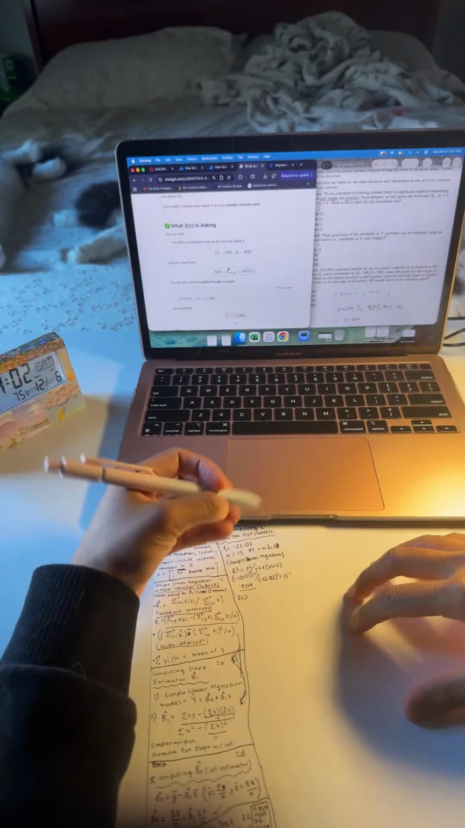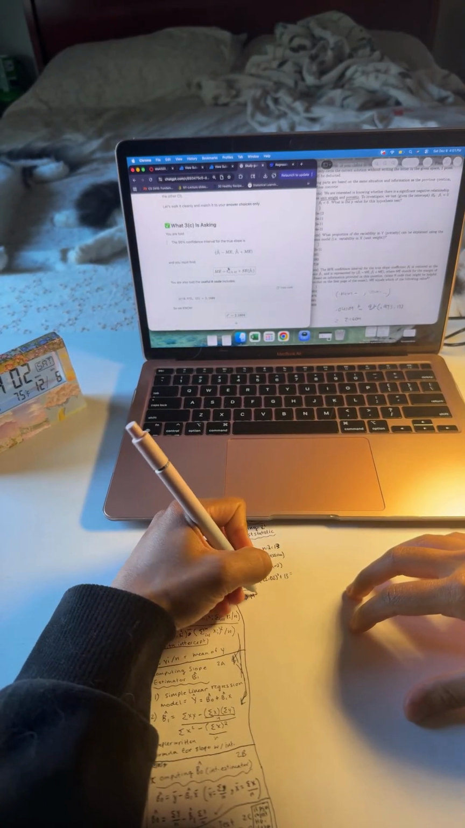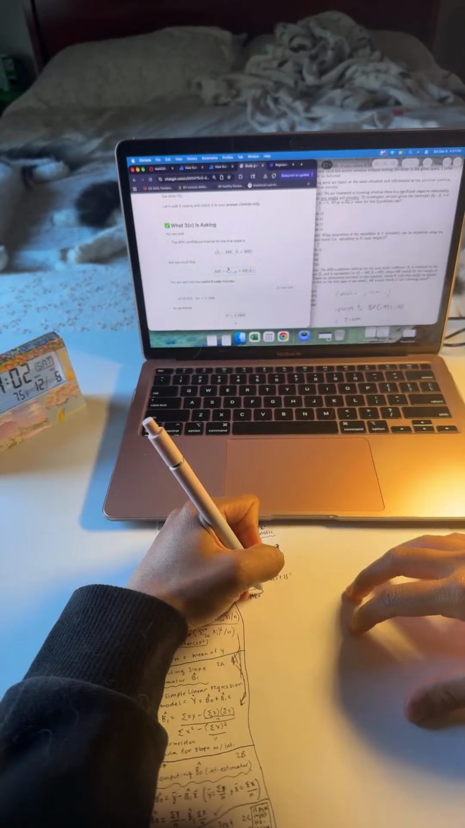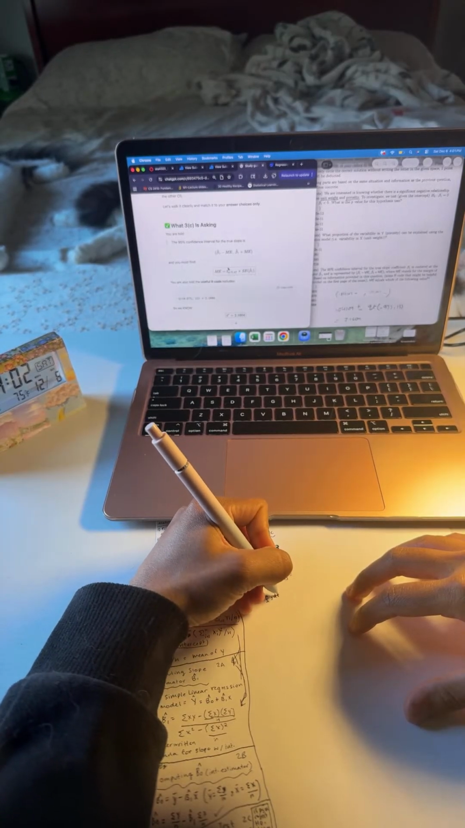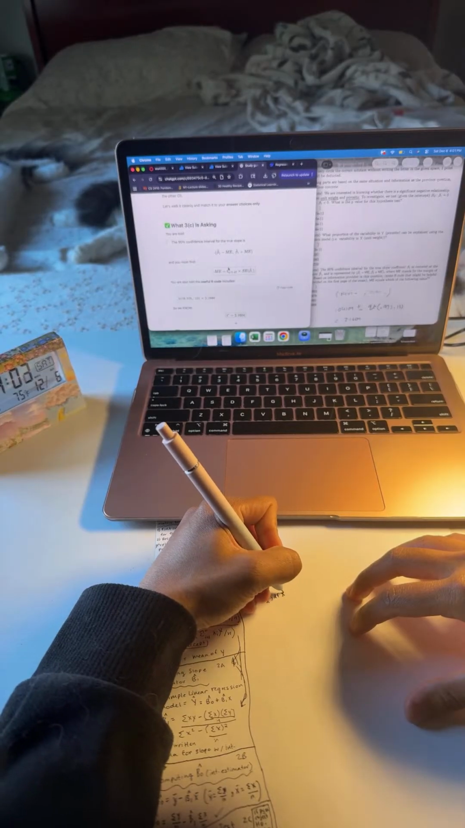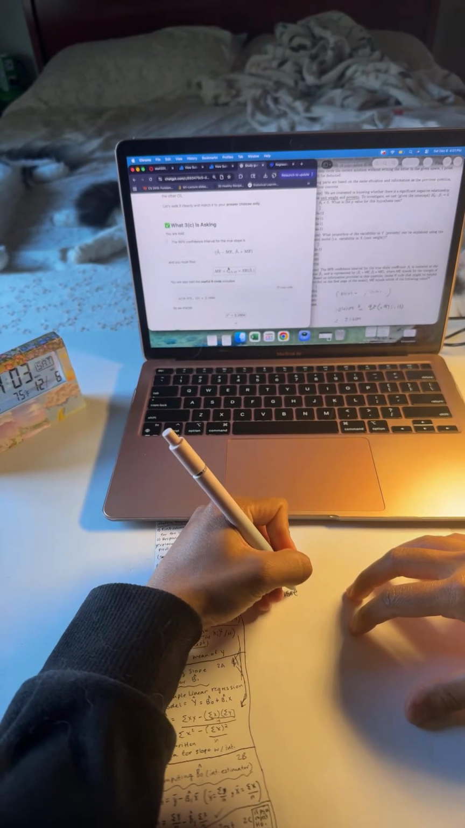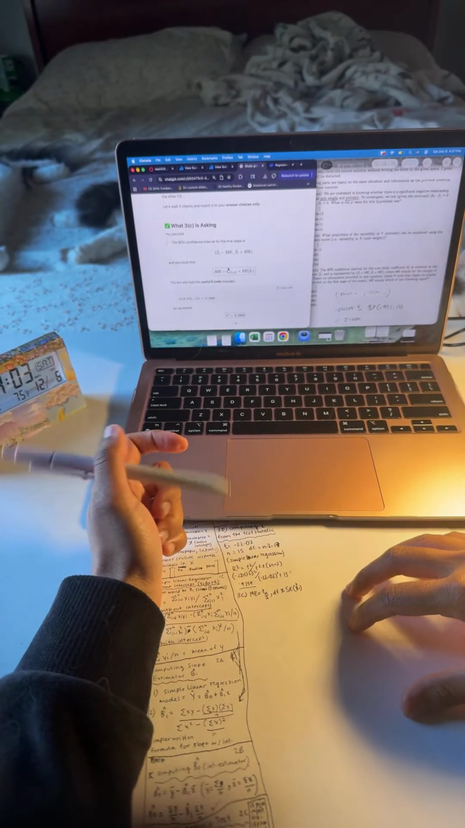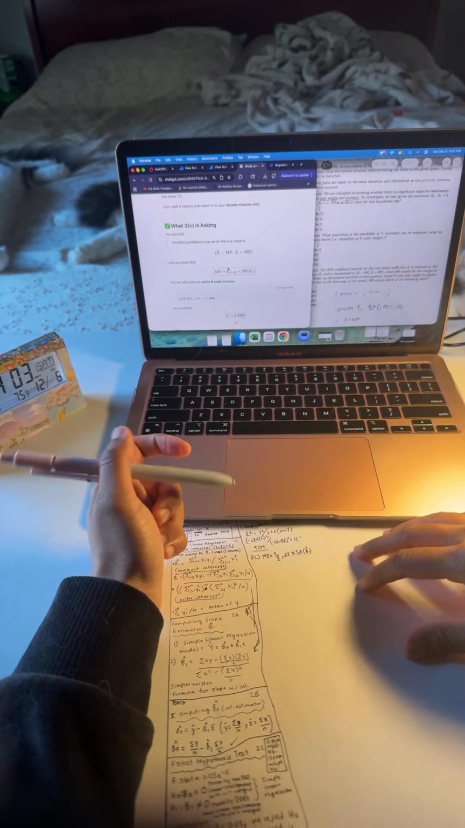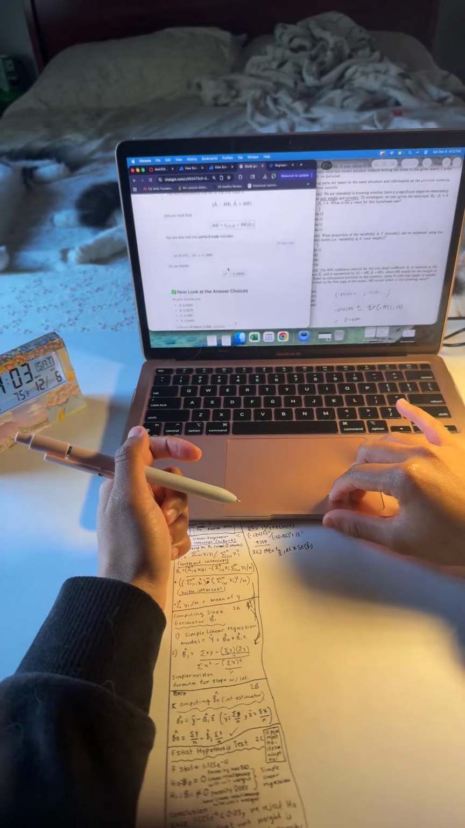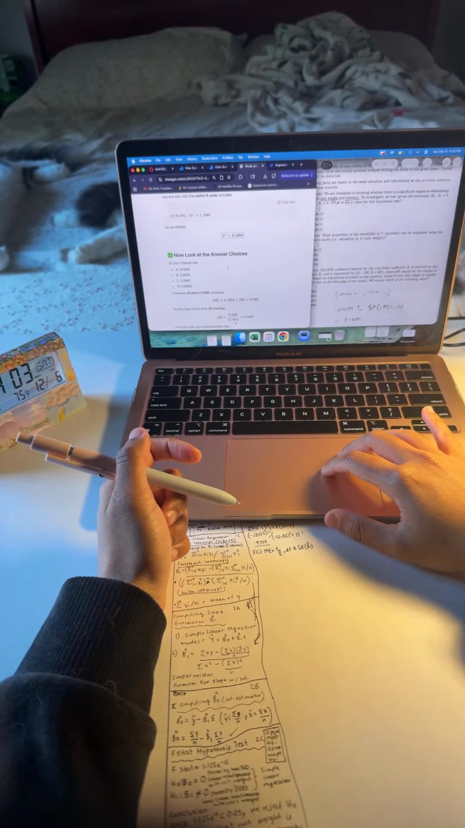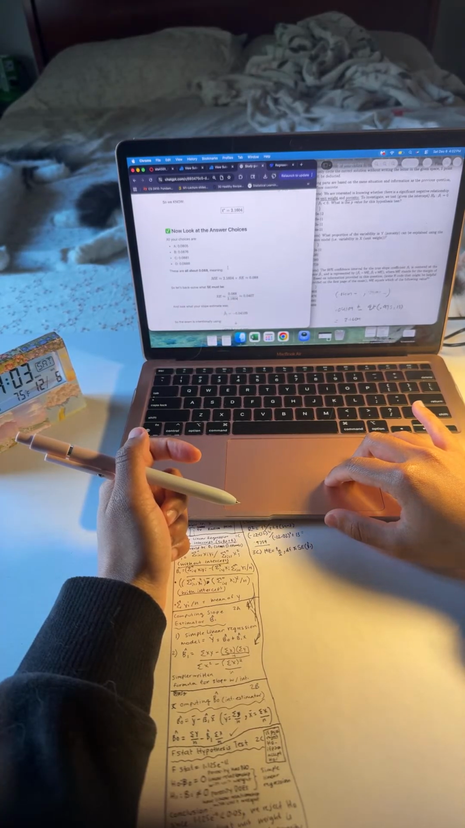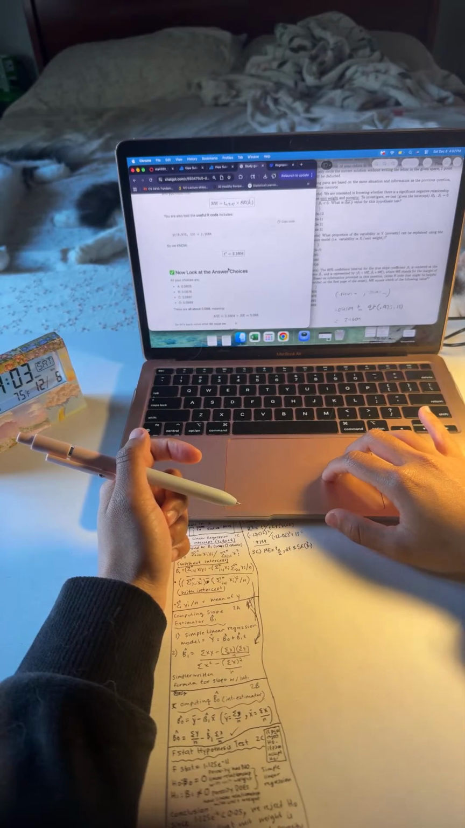Okay, we must find the margin of error equals t alpha divided by 2 and then the degrees of freedom, times the standard error of beta 1 hat.